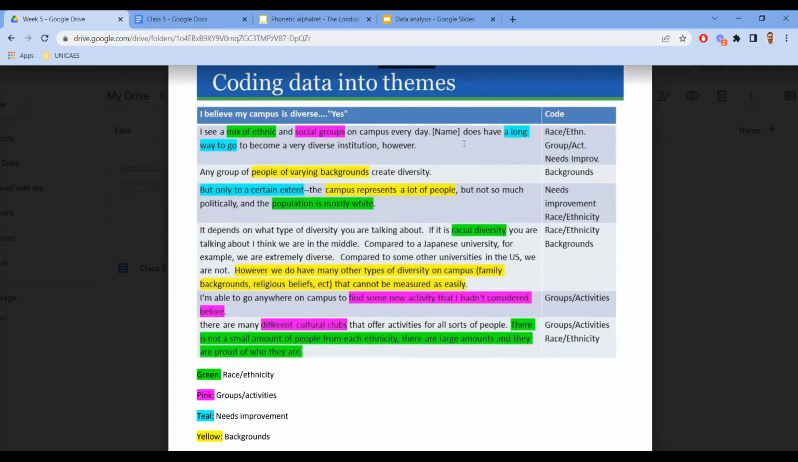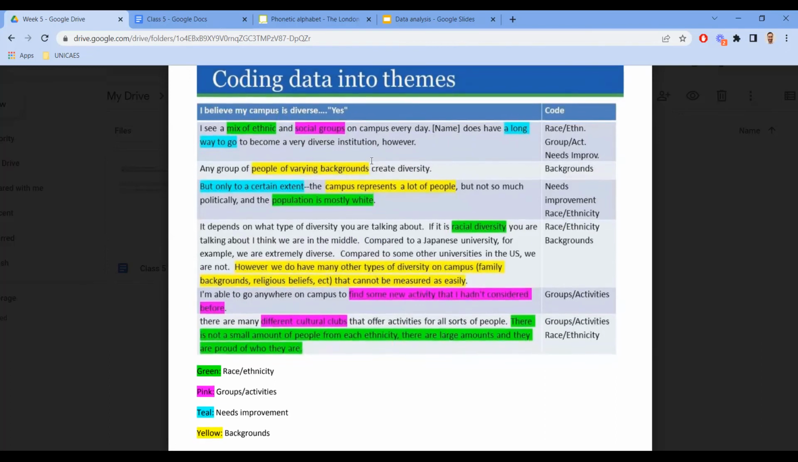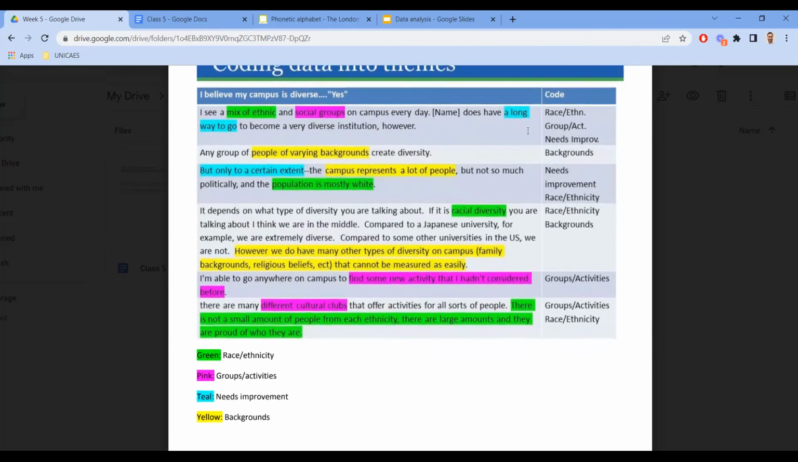So this is one answer from one person. Then another person says any group of people of varying backgrounds create diversity. So background. He or she is talking about backgrounds. And it says only here, but only to a certain extent. So it says it needs improvement. So for example, if I ask you the same question, and this is for you to see how it can be placed in categories, highlight the answers and then put them into categories.